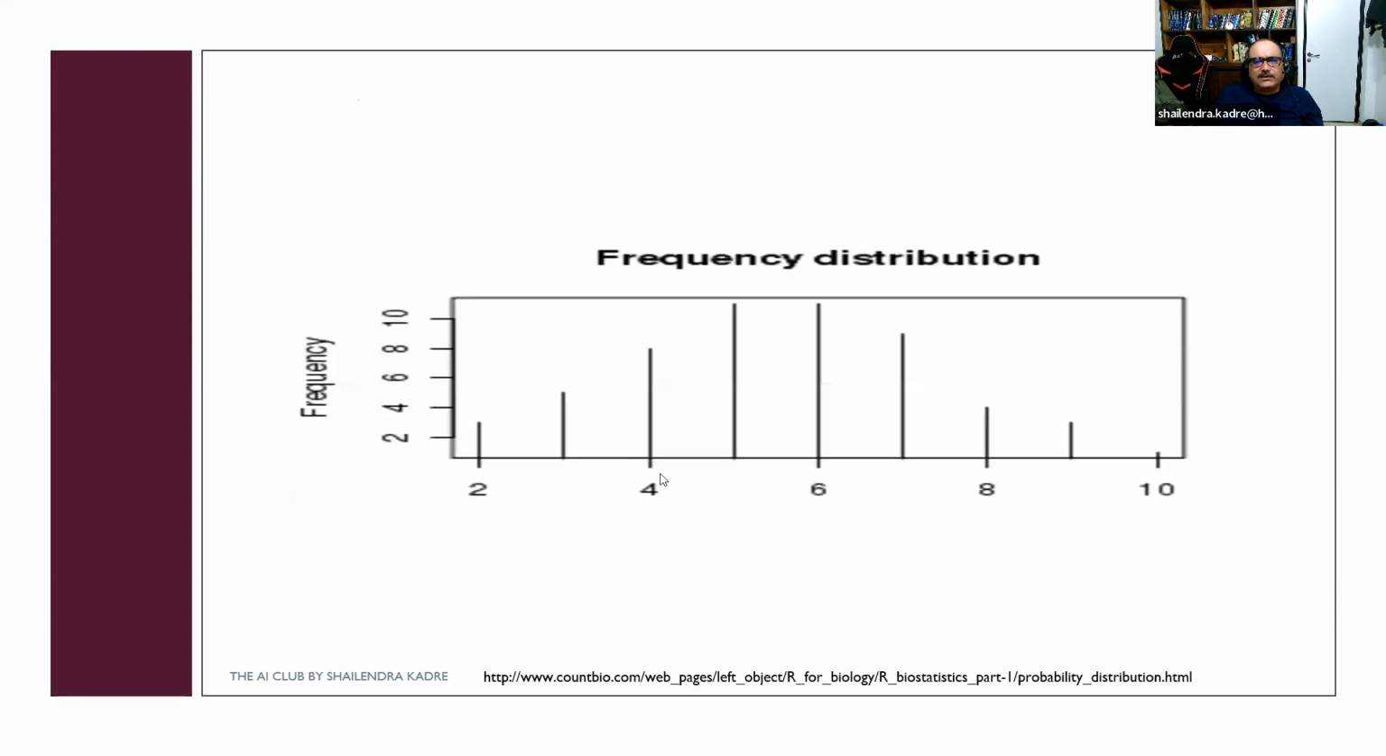So like this, see. First of all, I have done the frequency distribution. Age 2 means I have around 3. Age group of 3 means I have around 5. Age group of 4 means I have around 7. Like that, I have done the frequency chart. You can see the frequency chart.